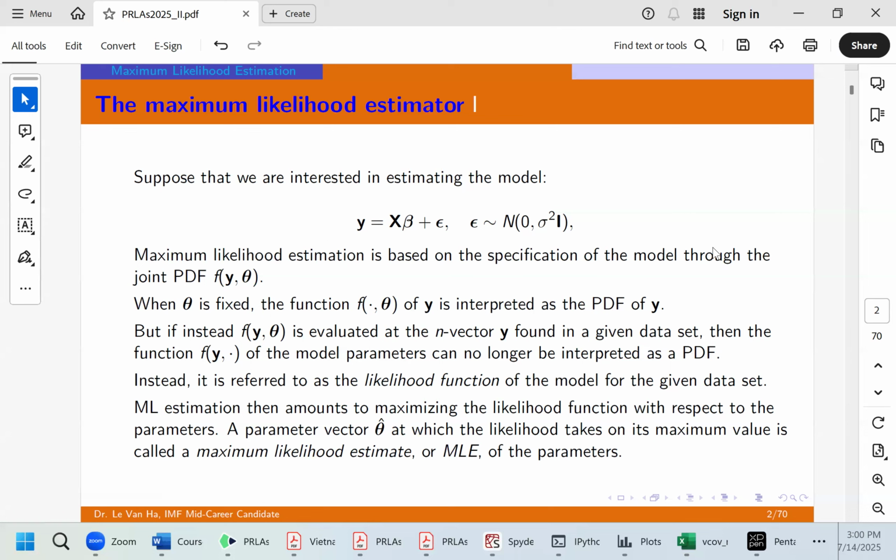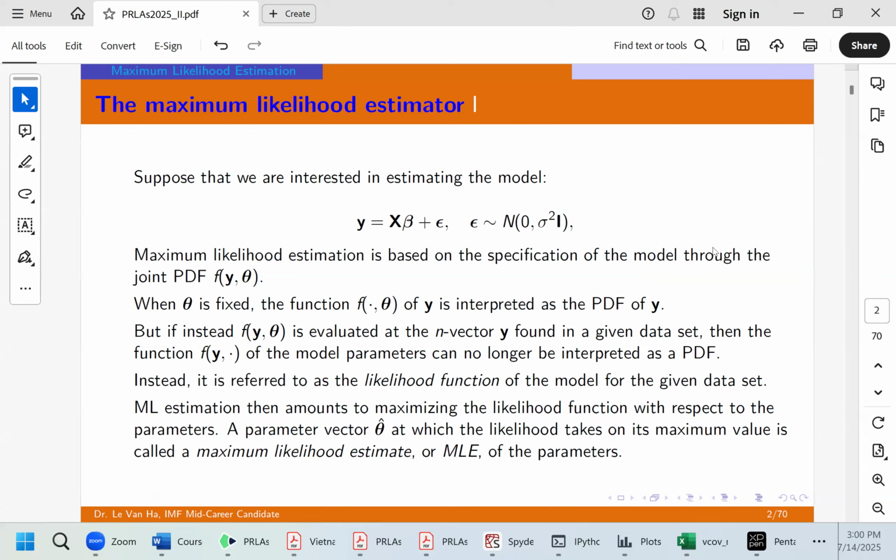So this is the probability density. When theta is fixed, the function f(.; theta) of Y is interpreted as the PDF of Y, the probability density function of Y. Right? So when you know this one, you will be able to get the Y.